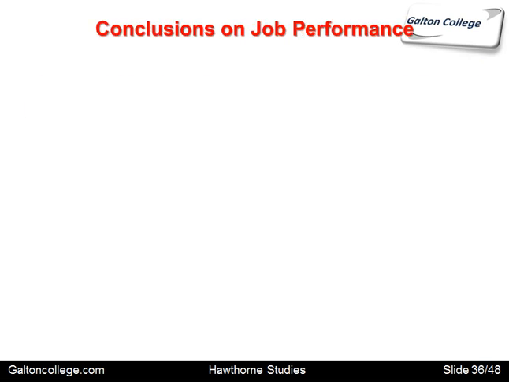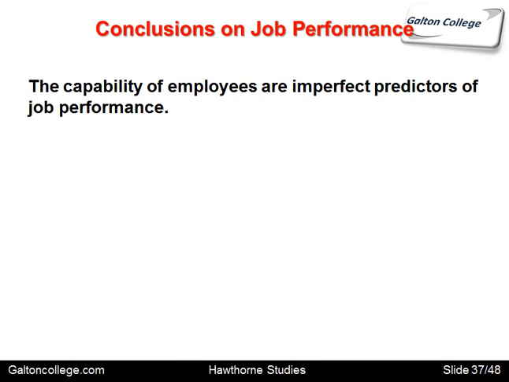Now, the conclusions on job performance. Well, the capability of employees are imperfect predictors of job performance. So it's not the capability of the employee so much as the overall approach of the employee. Some employees may be capable of doing a lot more but don't do it because they are not motivated to do it. Some employees may have little capability but they try hard because they relate to the business, or they relate to their fellow worker, or they relate to the supervisor.